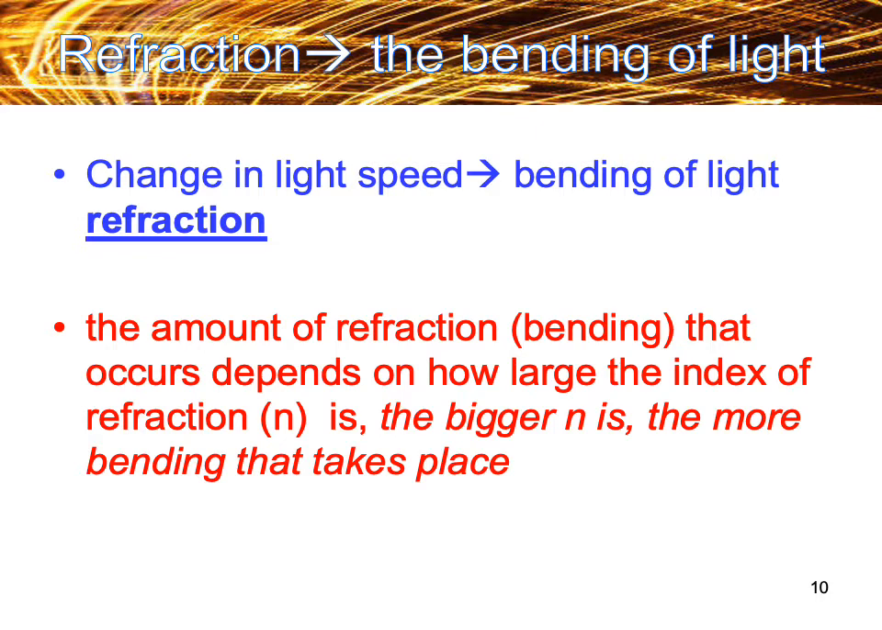Next topic is about bending of light. That's caused actually by the change in the light speed inside the different medium, right? And the amount of bending that occurs depends on the difference in index of refraction between two matters. This bending occurs when the light hits the interface between two matters. And this difference causes the bending of the light.